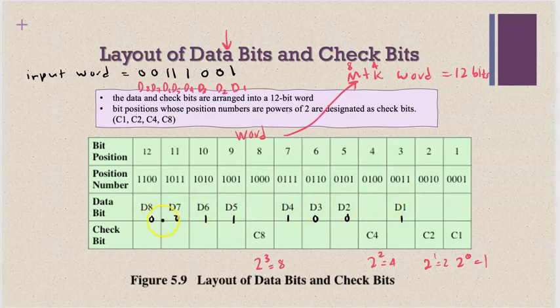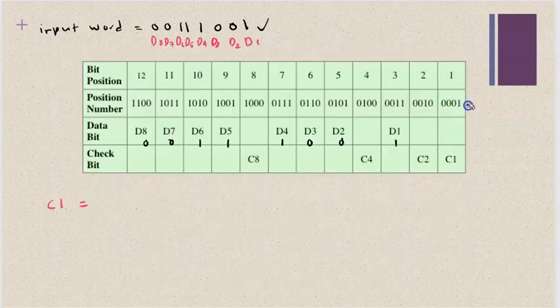How did I get this value? I got it from our input word. So what are the value bits for C1, C2, C4, and C8? So let's do that. Let's try to figure out how C1 is calculated. Okay, so first let's look at the position. The position is 1, and that translates to 0, 0, 0, 1. And this is for C1.